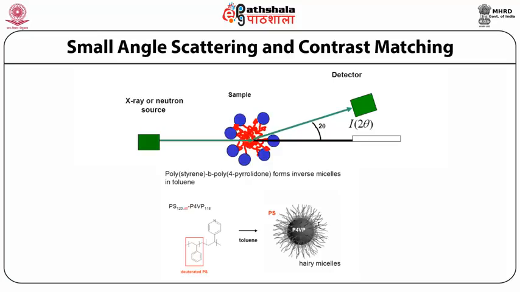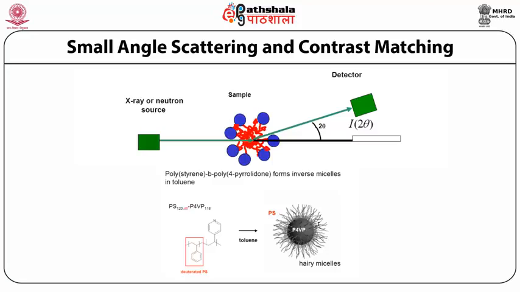So in this case, as you see, polystyrene is a hydrophobic polymer, and polyvinylpyrrolidone is another polymer which is polar. So when you make a block copolymer of that, they form inverse micelles in toluene. That means the pyrrolidone unit goes inside and polystyrene is outside.